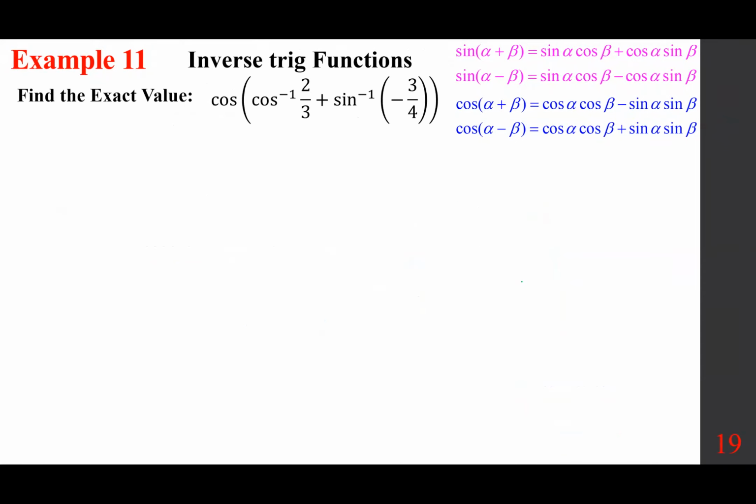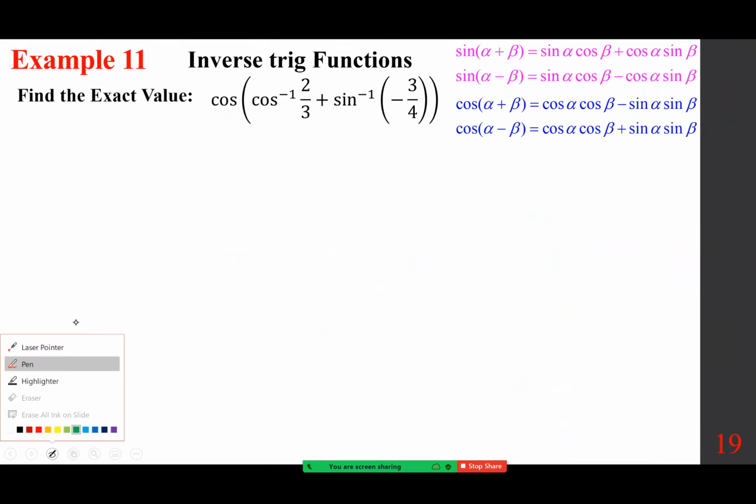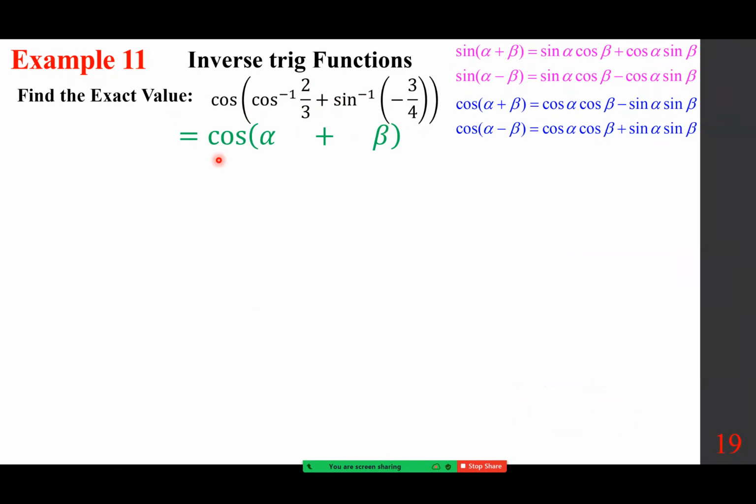We want to find the exact value of cosine of cosine inverse of 2/3 plus sine inverse of negative 3/4. And remember, each one of these represents an angle or arc. So we can call this alpha, we can call this beta. Therefore, we are looking for cosine of alpha plus beta. And for cosine of alpha plus beta, we need to find cosine alpha, cosine beta, sine alpha, sine beta. And that's exactly what we are going to do.